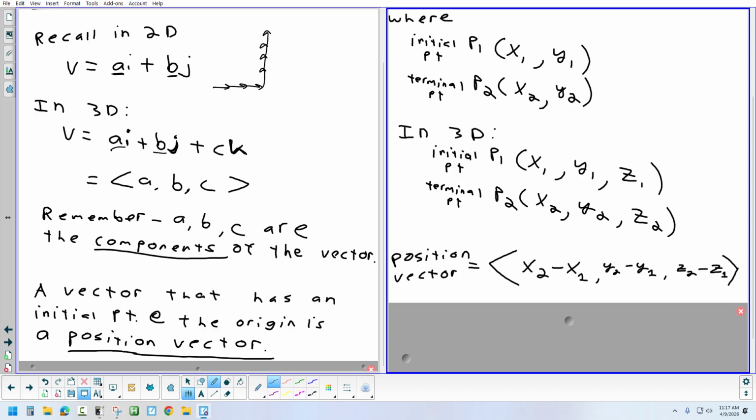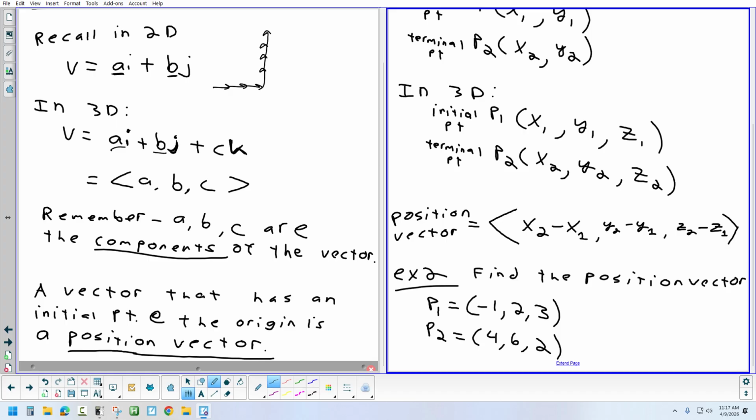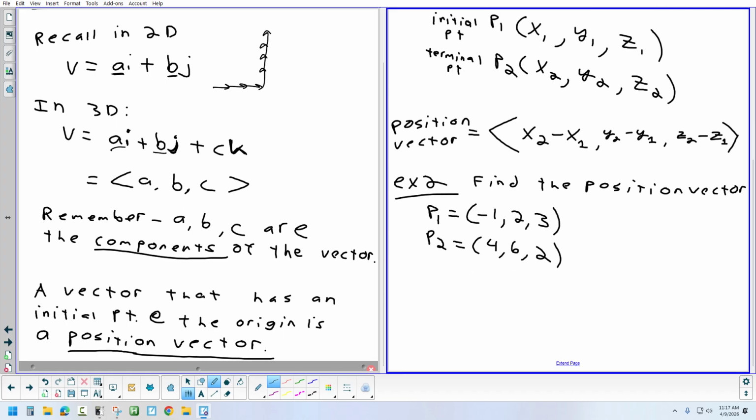And remember, when you find a position vector, you're finding a vector. So either put angle brackets around it, or you can put the i, the j, and the k. But you need to do one of them. We'll try both on this one. Okay, so here's our 2 points. We've got negative 1, 2, 3, and 4, 6, 2. And the directions are find the position vector.